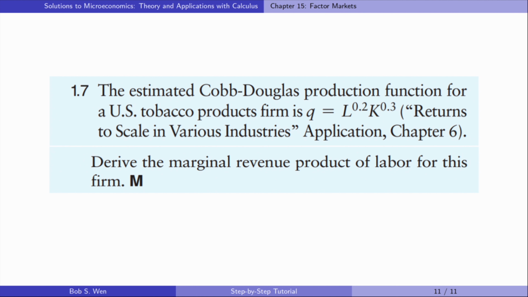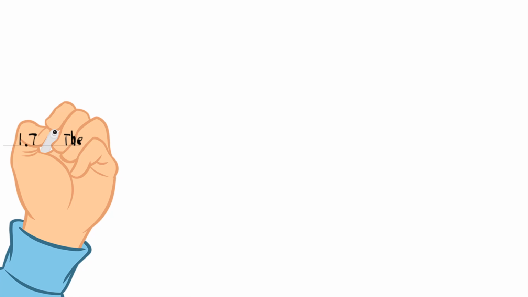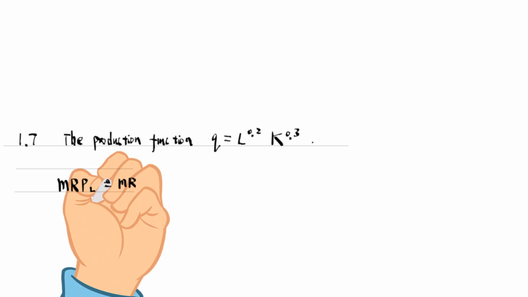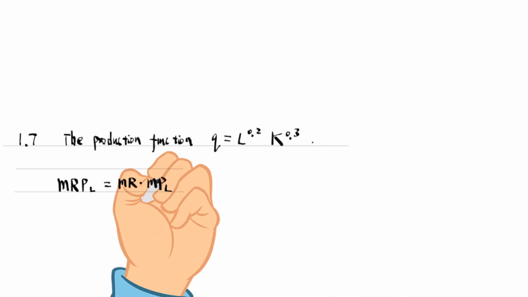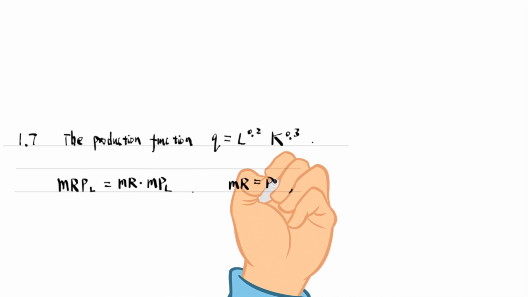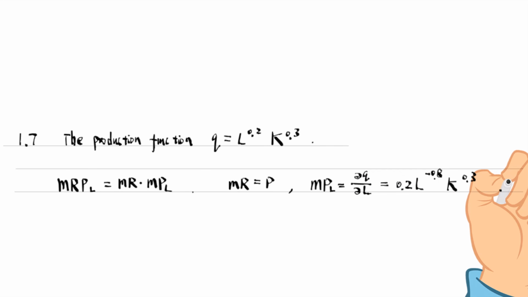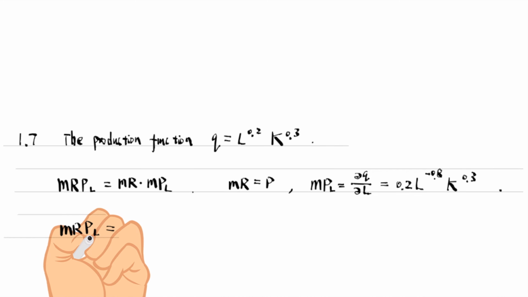Let's answer exercise 1.7. The estimated Cobb-Douglas production function for a U.S. tobacco products firm is Q equals L to the power 0.2 times K to the power 0.3. Derive the marginal revenue product of labor for this firm. The marginal revenue product of labor equals the marginal revenue of the output times the marginal product of labor. In a competitive market, the marginal revenue of the output is the market price, P. For the production function, we can derive the marginal product of labor, the partial derivative of output with respect to labor. So we can obtain the marginal revenue product of labor.